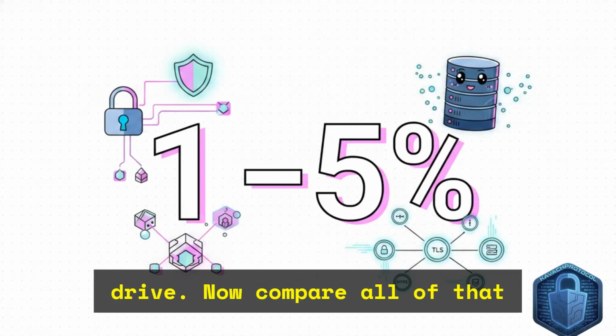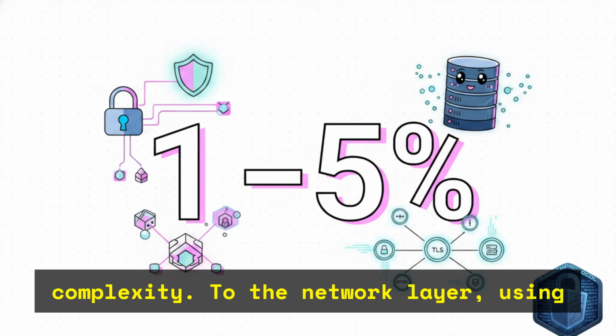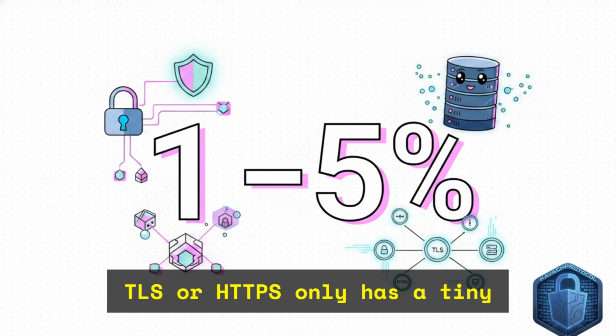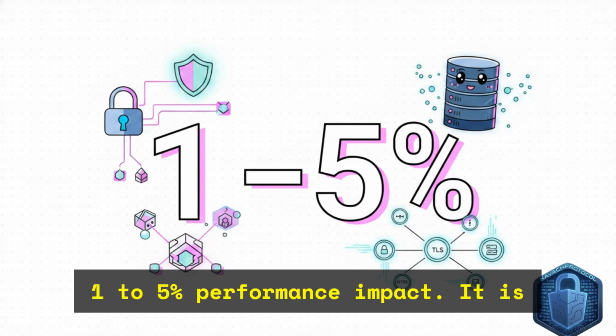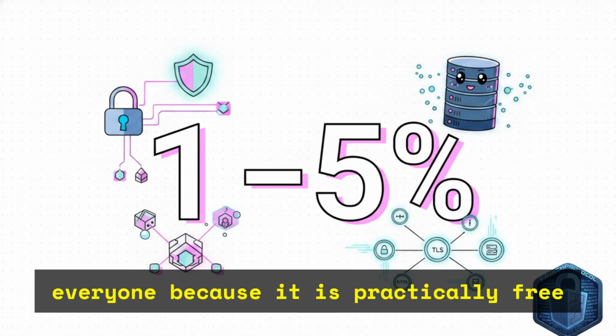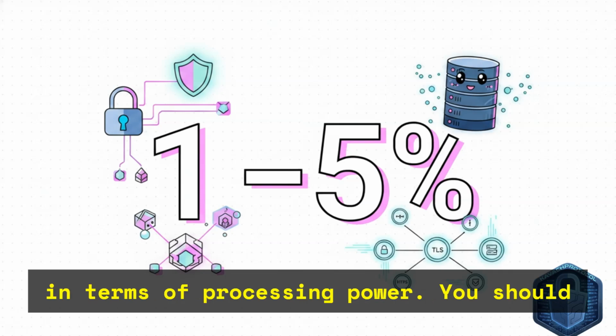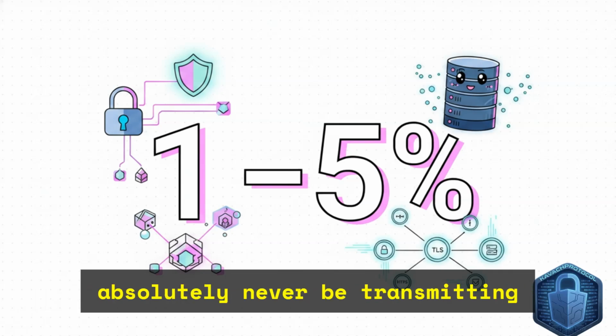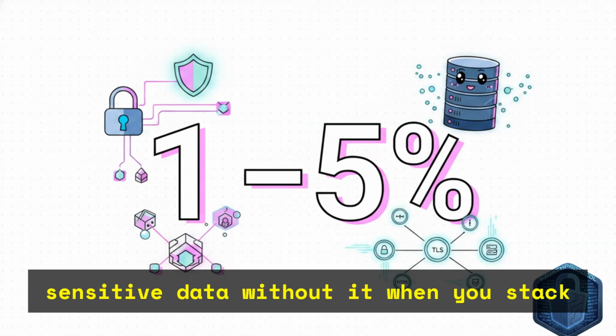Now compare all of that complexity to the network layer. Using TLS or HTTPS only has a tiny 1 to 5% performance impact. It is an absolute non-negotiable baseline for everyone. Because it is practically free in terms of processing power, you should absolutely never be transmitting sensitive data without it.